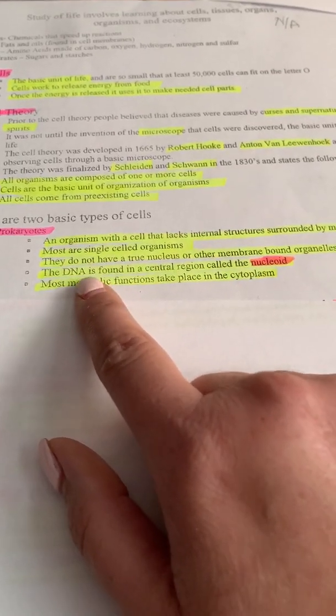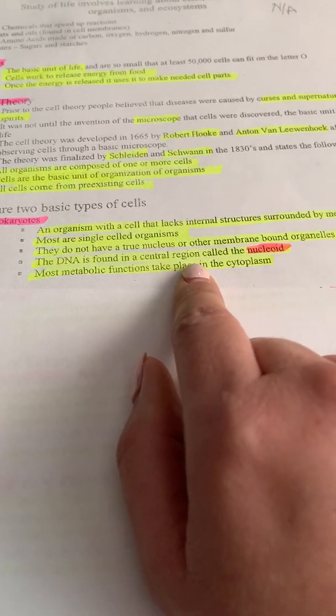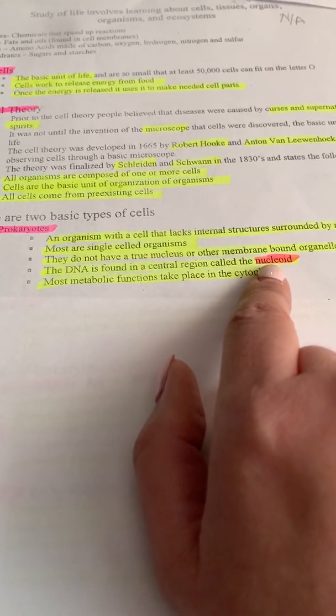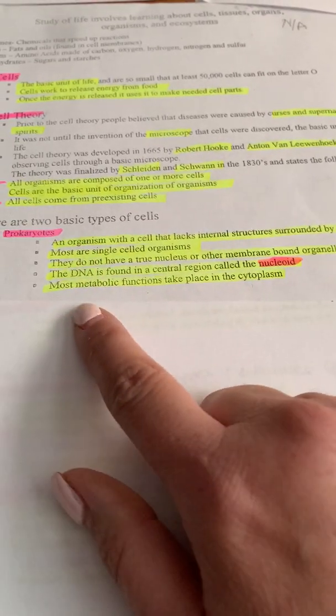The DNA, that nucleic acid, is found in a central region in the center called the nucleoid. Vocab word, nucleoid. It's the region where DNA is kind of clumped together in the center of a prokaryote.